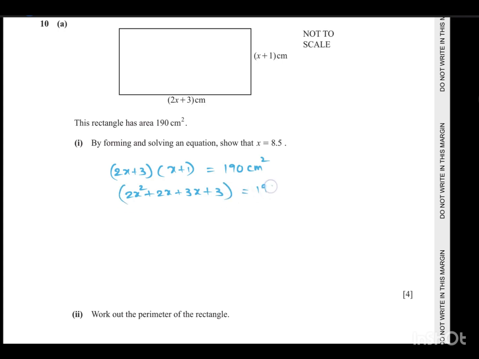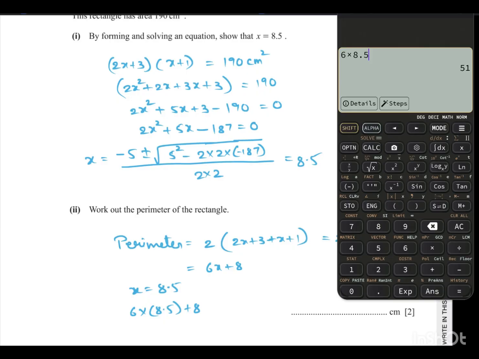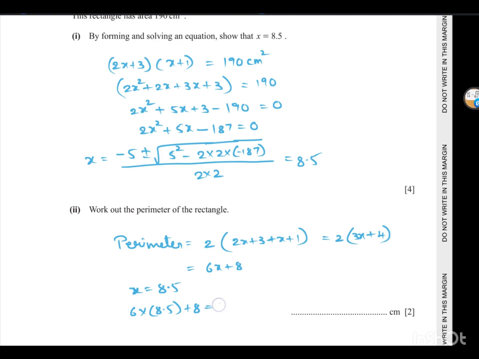Is equal to 190. Adding like terms, we get 5x here plus 3. Bring 190 to the other side, you get 0. Now form a quadratic equation, solve it. Minus 187. Now 59 centimeters. This is the perimeter. Question is done.